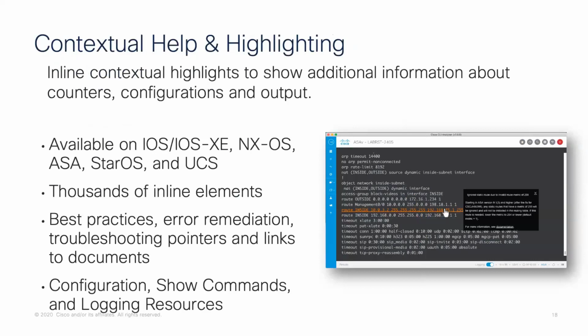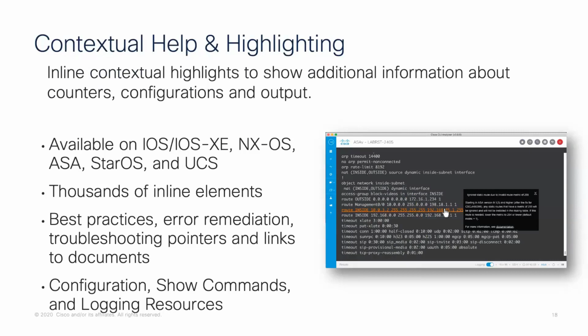So the first one that I want to talk about is actually contextual help and highlighting. We call it CHH for short. The idea behind contextual help and highlighting is the CLI itself is quite complex. You may run commands and get a whole host of output. Some of it is very human consumable. Some of it looks like it's written by a developer and makes absolutely no sense at all.